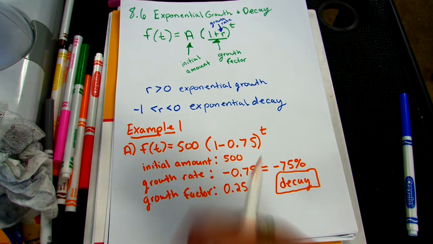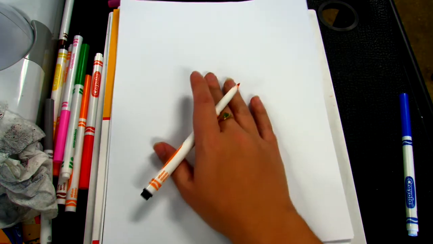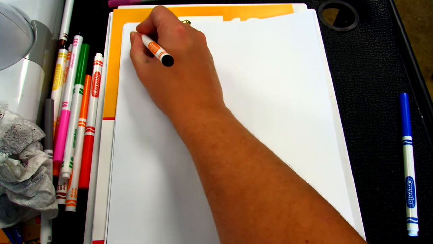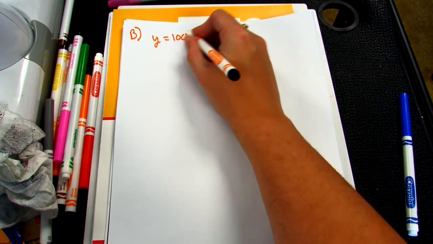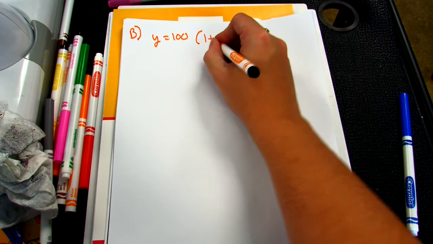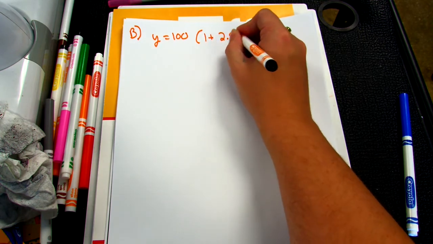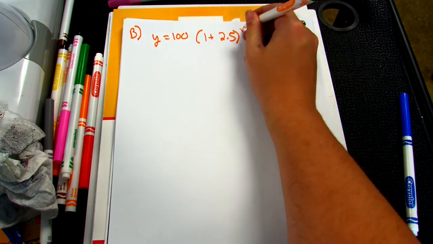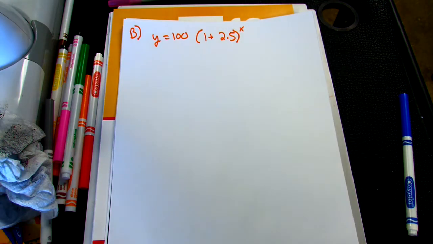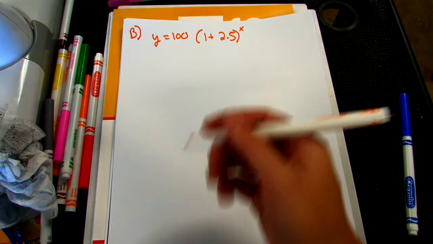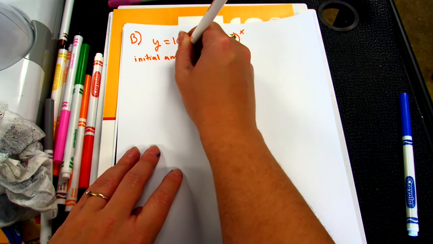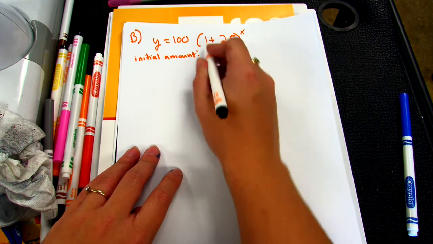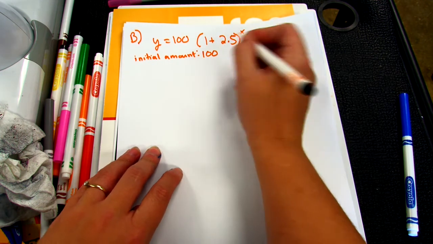All right, let's keep going. Let's do part B of example 1. This time we have y equals 100 times 1 plus 2.5 to the x power. Our initial amount is the number before the exponent, so that would be 100.